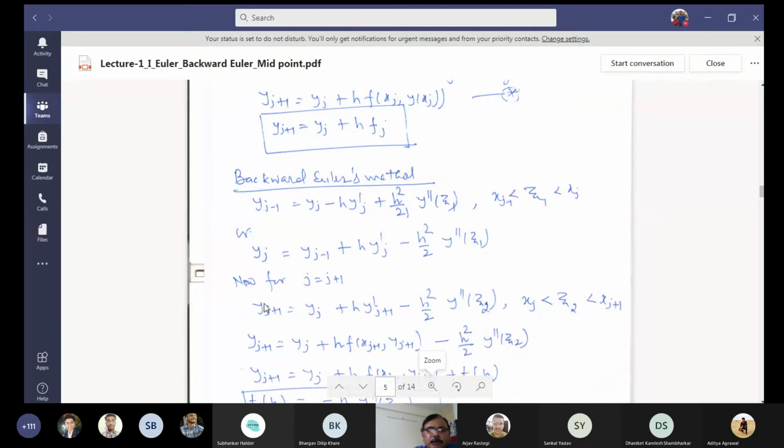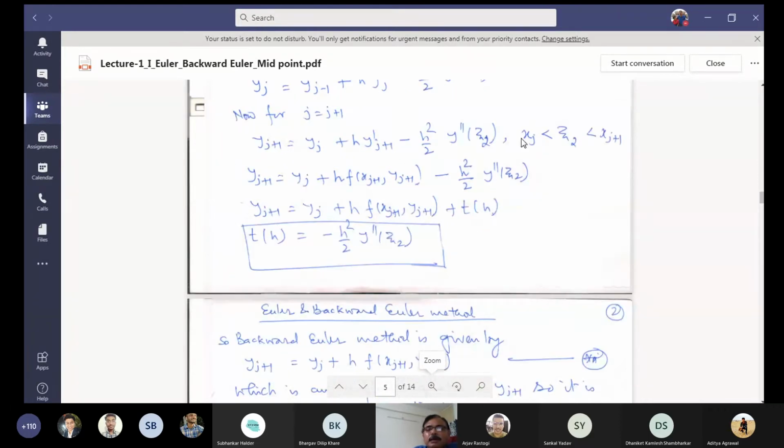So this will be your j plus 1, then this will be j, this will be y prime j, so it will be y_{j+1} minus h square by 2 factorial y double prime xi2. Instead of xi1, I have written xi2 because the index is changed. So this will lie between xj to xj plus 1. Basically we have got yj plus 1 equal to yj plus h yj plus 1 prime minus h square by 2 y double prime. This quantity is your truncation error.